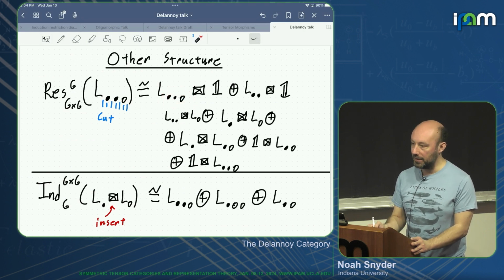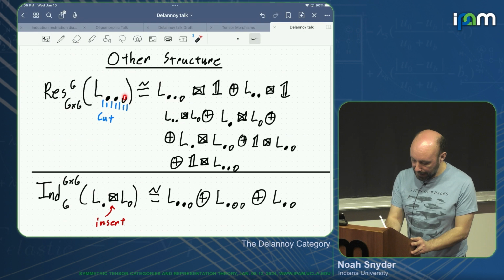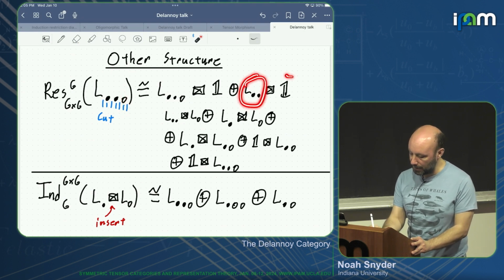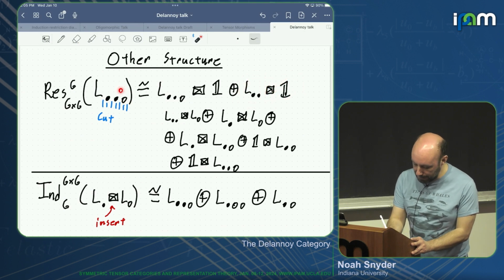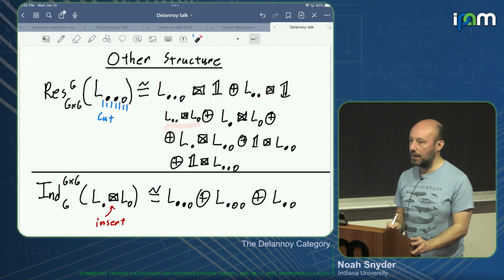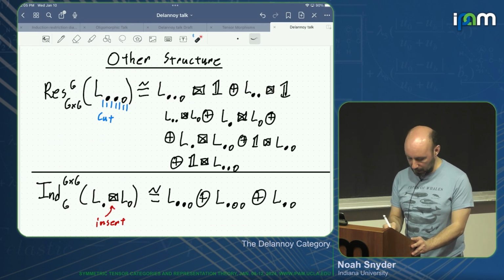Okay? So the representation of G cross G that I get is this representation on the first factor of G tensored with that representation on the second factor of G. If I cut here, that one just disappears, and so I get this tensor trivial. If I cut here, I get this one, etc. Okay, that's the rule. And induction, I insert at the tensor product sign if I want to induce, right?